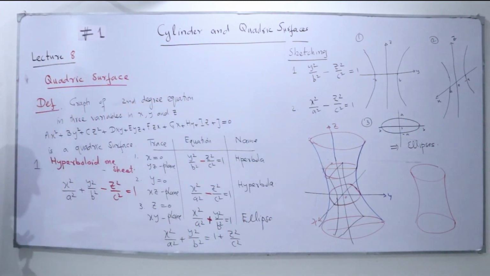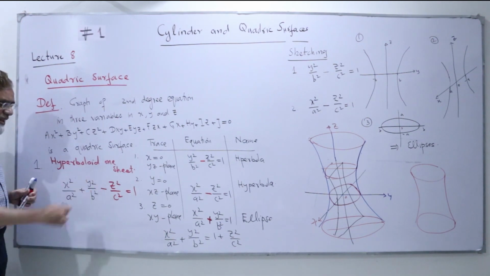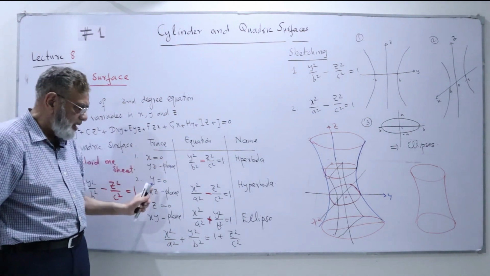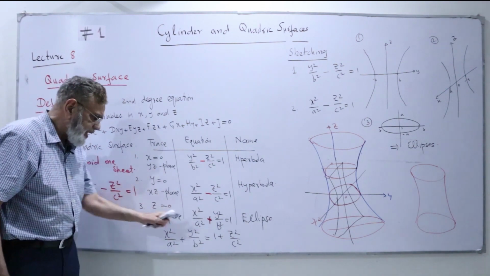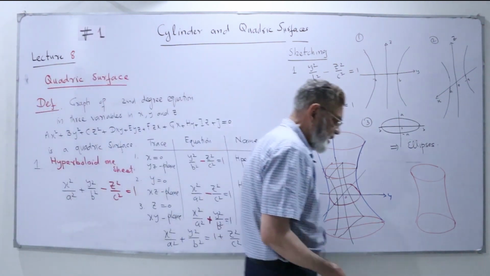Again repeating, we are having here the paraboloid with a plus sign, and the hyperboloid with a minus sign. When we take x equal to 0, we get a hyperbola. We take y equal to 0, and it's a hyperbola. When we take z equal to 0, we get an ellipse. Then we are having here the graph of this one.